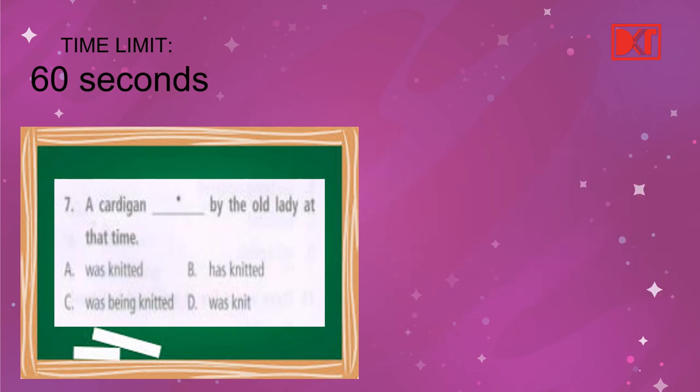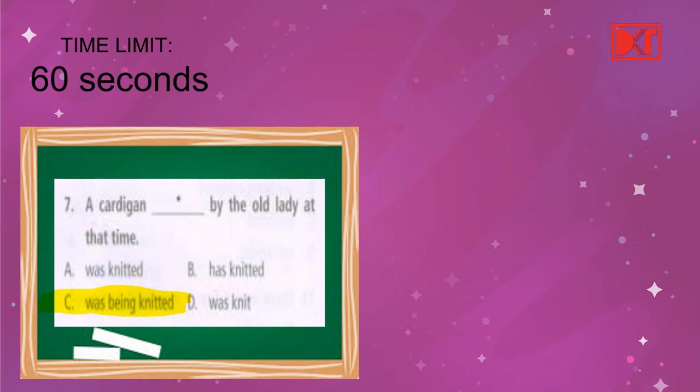Here, a cardigan dash by the old lady at that time. A. was knitted, B. has knitted, C. was being knitted, D. was knit. Alright, here the correct answer is was being knitted.